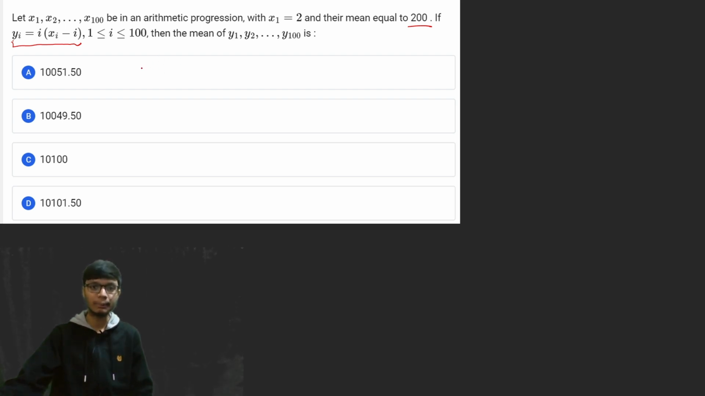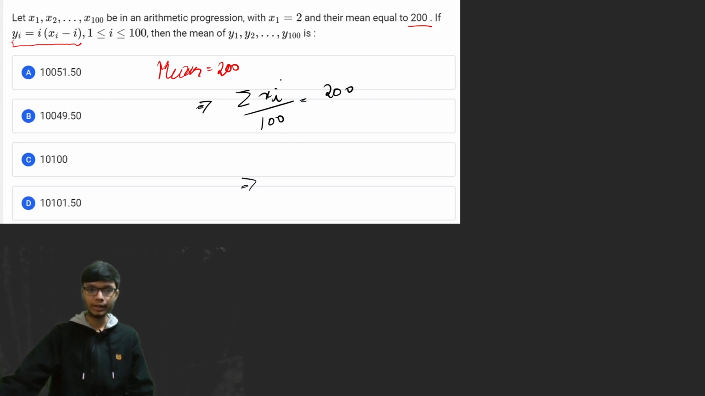Now how we will approach this problem is, firstly, to get the arithmetic progression that x1, x2 up to x100 follows. If you look at the mean, the mean is 200. Since you have 100 terms, the sigma xi divided by 100 is equal to 200.